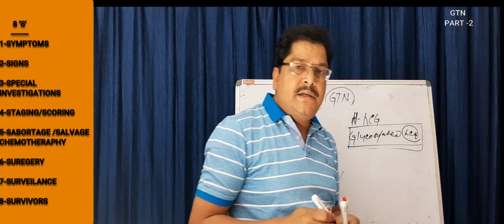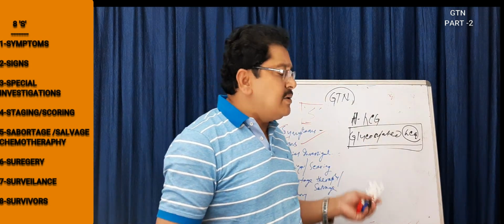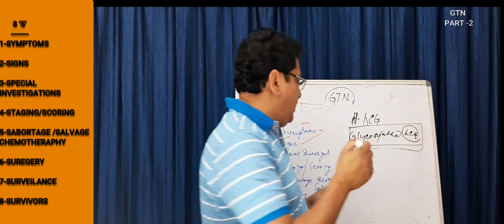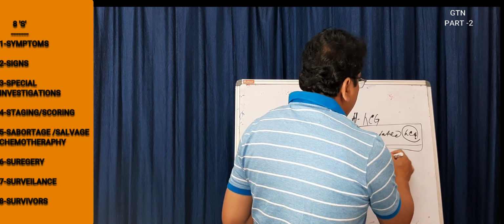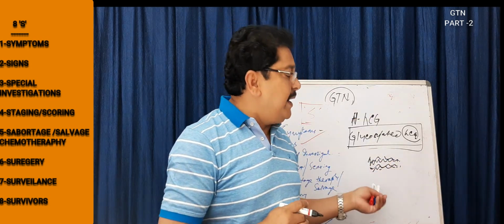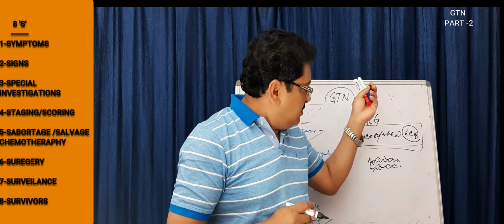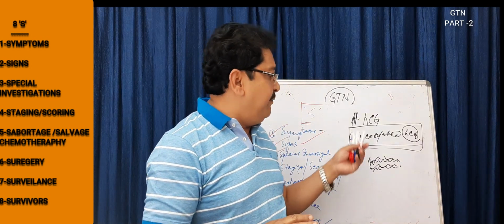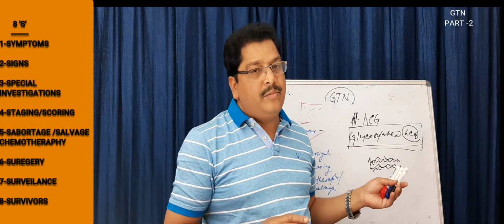What is the basis of it? Why will we go for the glycosylated HCG, not the plain HCG? The glycosylated HCG is produced by the implantation site cytotrophoblasts. The implantation site cytotrophoblast produces the glycosylated HCG. So if it is present, it reflects that there is activity of the cytotrophoblast, there is division of the cytotrophoblast.